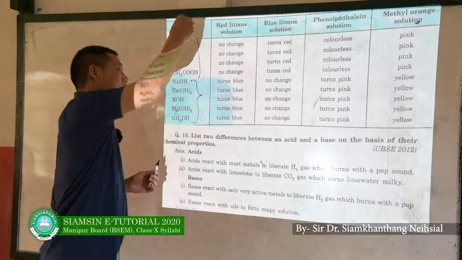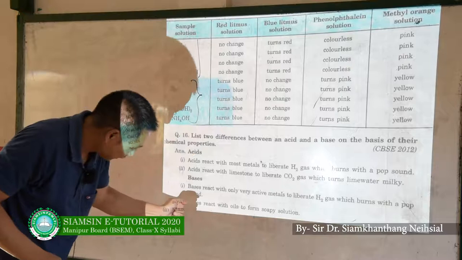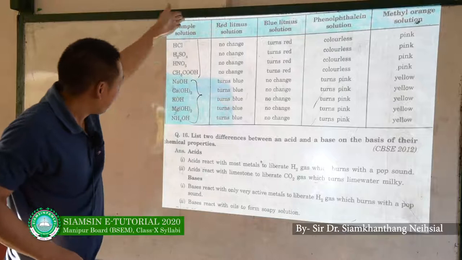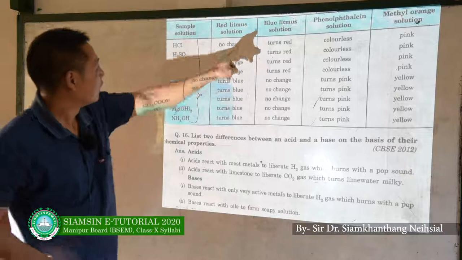Observation is this. For nitric acid, red litmus paper: no change. For bases, it turns blue. These are the observations. Then blue litmus: these are the observations.